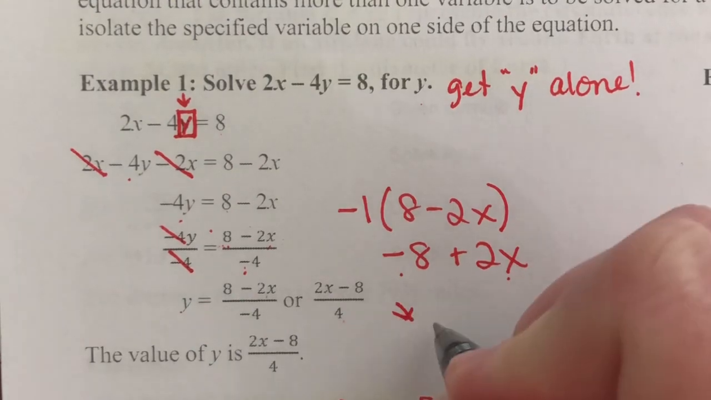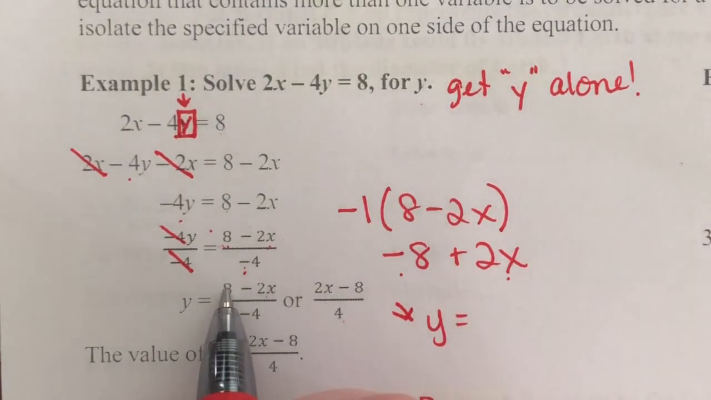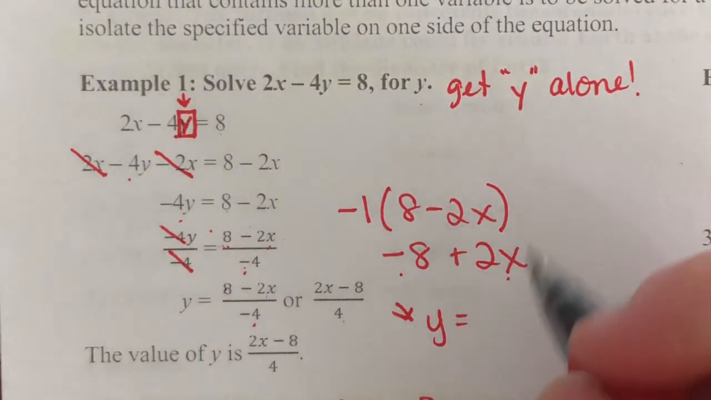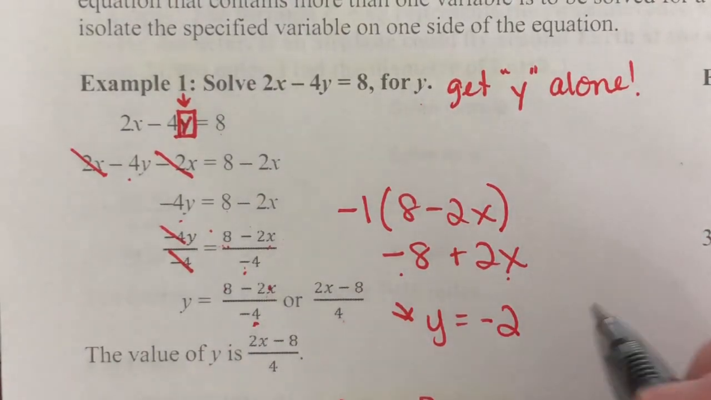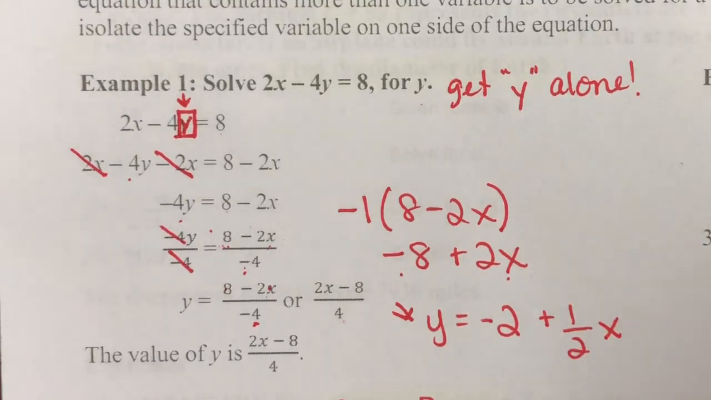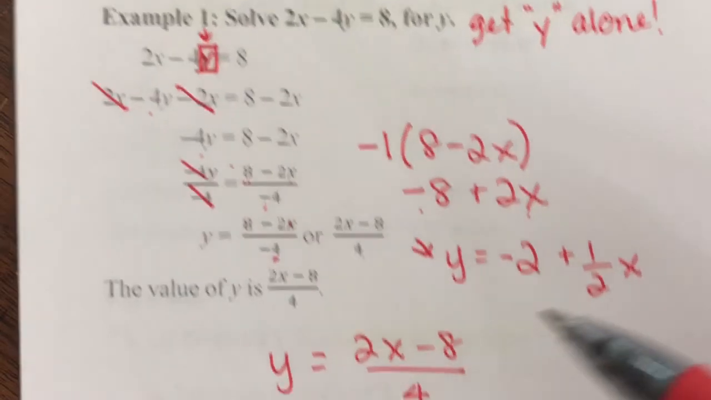What I was saying I would have done is y equals 8 divided by negative 4, which is negative 2, and negative 2x divided by negative 4 is positive 1/2 x. That's what I would have done, but that's an extra step. They didn't do that, and that's okay.